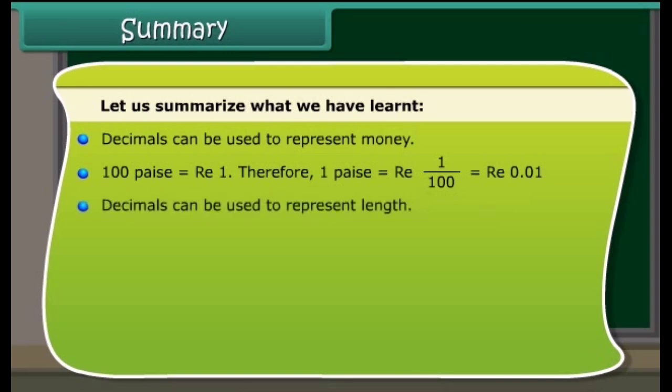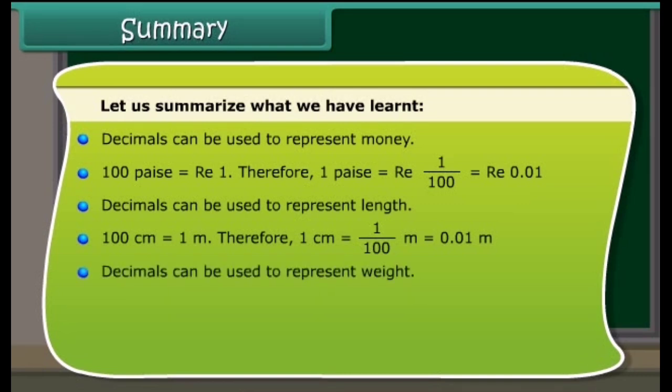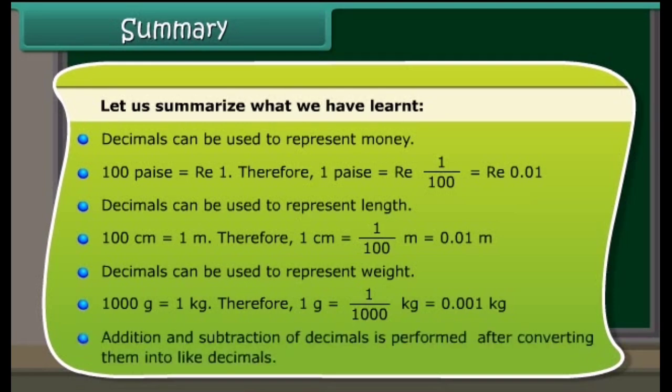Decimals can be used to represent length. 100 centimeter is equal to 1 meter. Therefore, 1 centimeter is equal to 1 upon 100 meter, which equals 0.01 meter. Decimals can be used to represent weight. 1000 gram is equal to 1 kilogram. Therefore, 1 gram is equal to 1 upon 1000 kilogram, which equals 0.001 kilogram. Addition and subtraction of decimals is performed after converting them into like decimals.